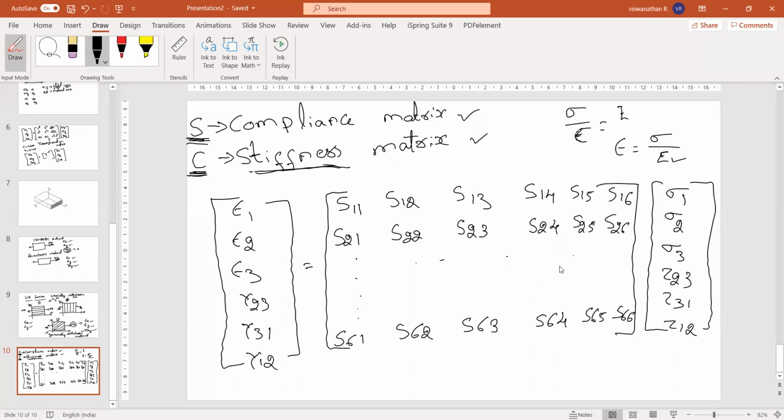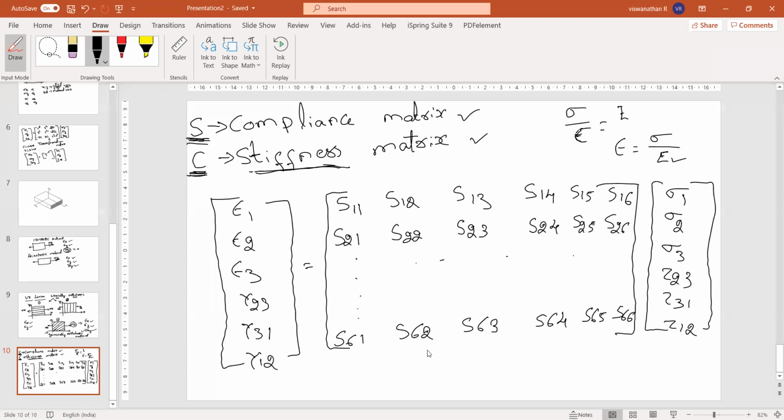That's the problem. So this is for a three-dimensional one. How many elements are there in this? 36. How many are there in this? 1, 2, 3, 4, 5, 6. 6 into 6 is 36.